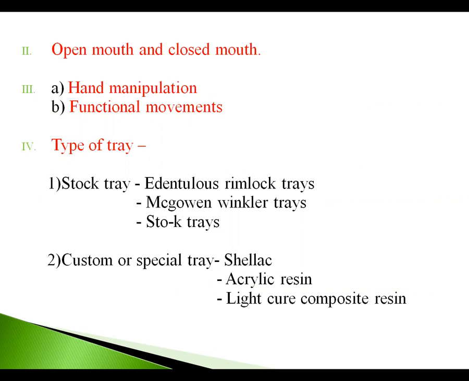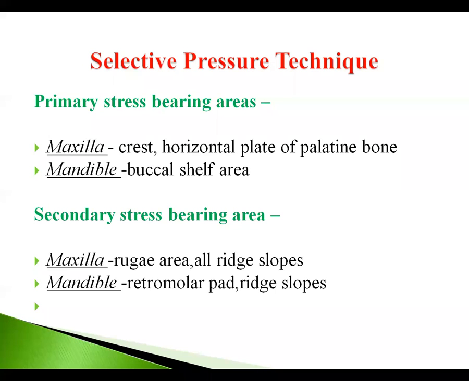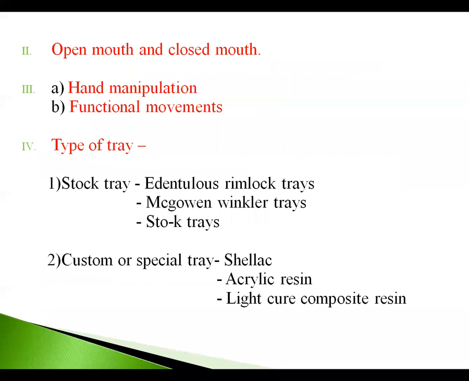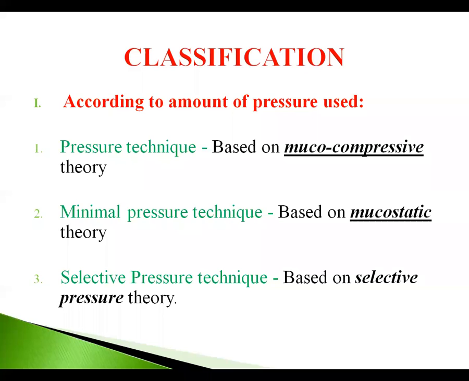Then open mouth and closed mouth, hand manipulation, functional movements, and depending on the type of tray used, the stock tray and custom tray or special tray. In stock trays, Edentulous Rimlock trays, McGowan Winkler trays, and stock metal trays are used. In custom trays, shellac and acrylic resin: shellac trays, acrylic resin trays, and light-cure composite resin trays are used. These are the main techniques we have discussed.